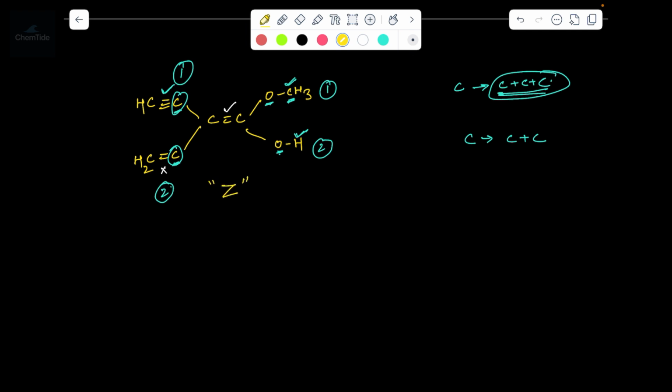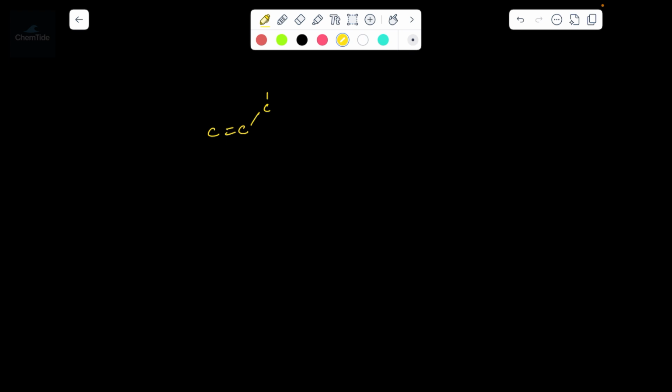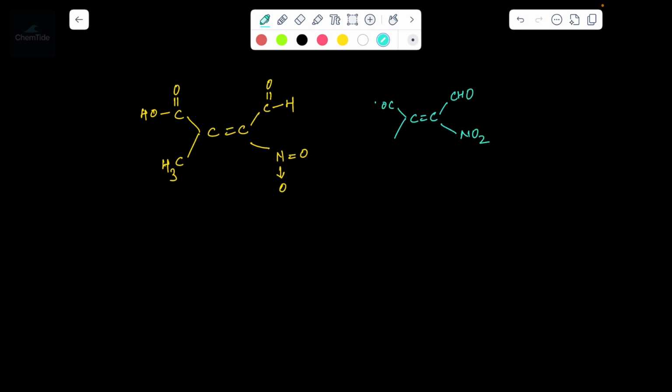We'll write one more example. We have C double bond O and H, we have N nitro group, we have C double bond O and OH group, and we have CH3. So basically I wrote it as C double bond C, CHO, nitro group, and this side is a COOH group, and this side is a CH3. Why did I write all these structures? Because we have to count the atomic number according to the bonds only.